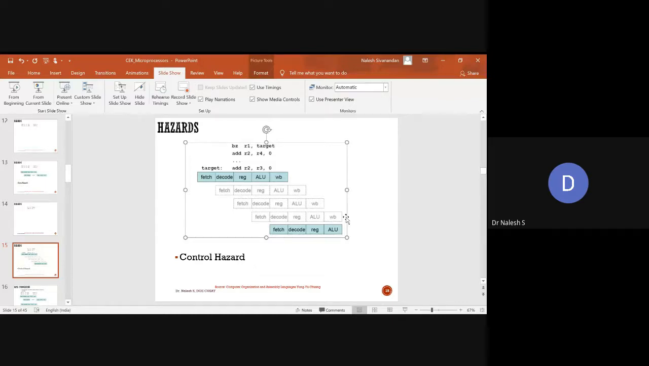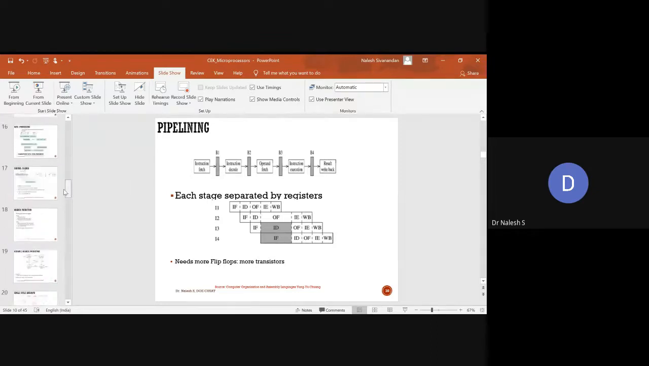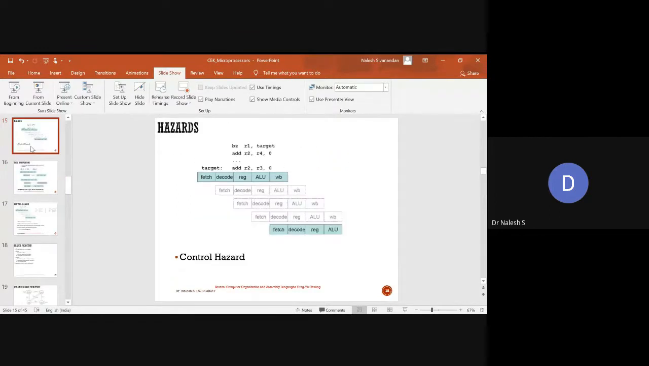So I said that you can introduce pipelining. Introducing pipelining increases your performance, decreases your execution time, and we need more transistors to introduce pipelining, which we have with every improvement in technology. But just introducing pipelining is not sufficient because of these hazards. Because of these hazards, you can't just introduce pipelining.